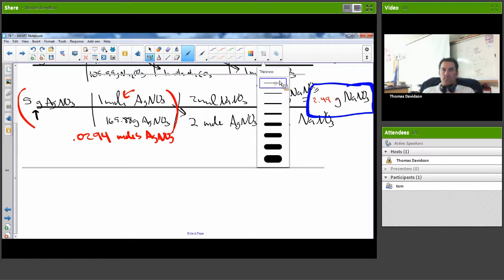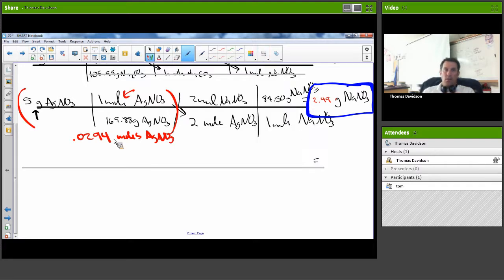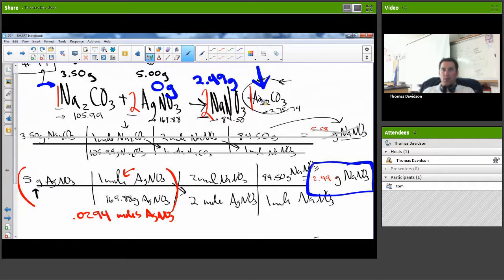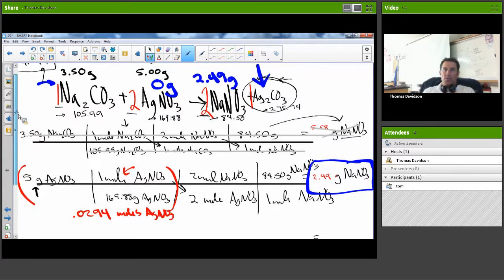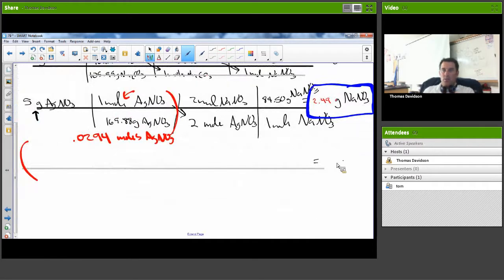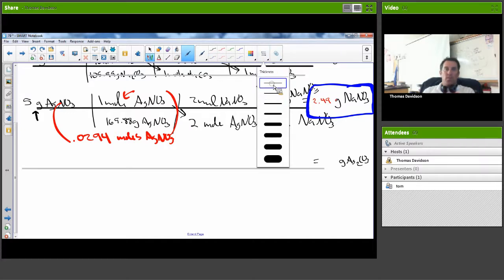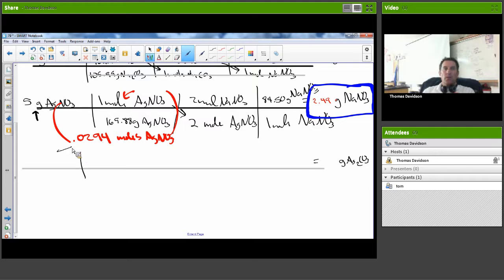So let's do this. What I'm solving for now are my grams of my other product, Ag2CO3. All right, and I'm going to start. I screwed that up, didn't I? Get this out of the way. Okay, so I'll start my picket fence with that value from here, 0.0294 moles AgNO3, and this goes down also.